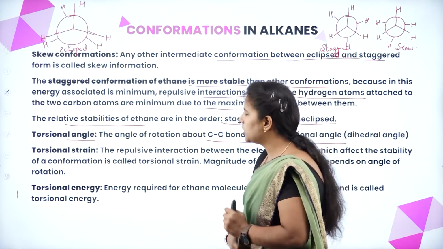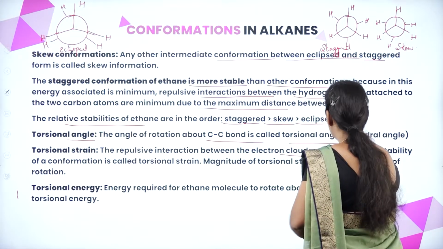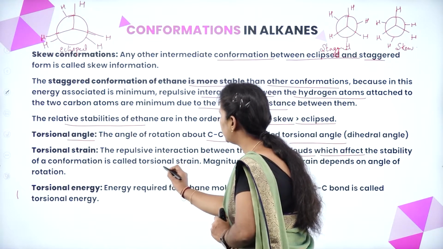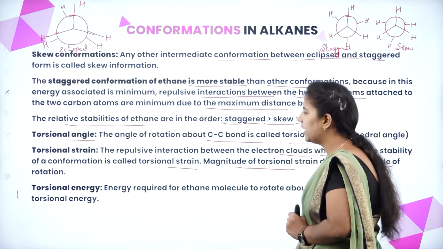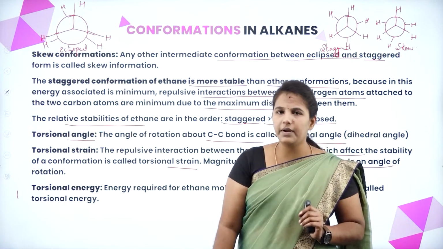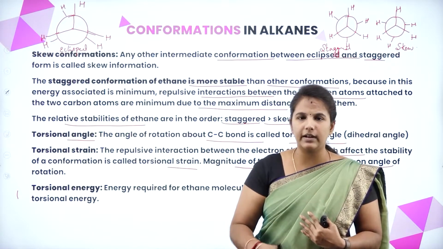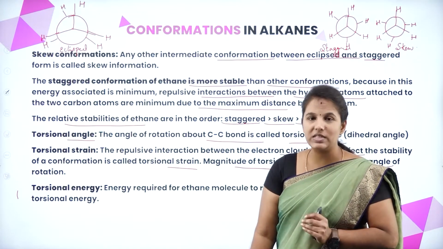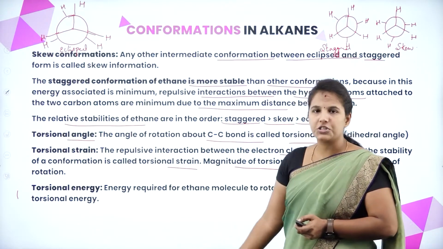And coming to the torsional strain, it is the repulsion between the electron clouds which can affect the stability of conformations. They are known as torsional strain, and the magnitude of torsional strain depends upon the angle of rotation. We know that in ethane, there are 2 carbon atoms having 6 hydrogen atoms. So if any one of the carbon atoms is rotated, the hydrogen atoms' electron clouds interact, and such rotations will lead to the formation of torsional strain.